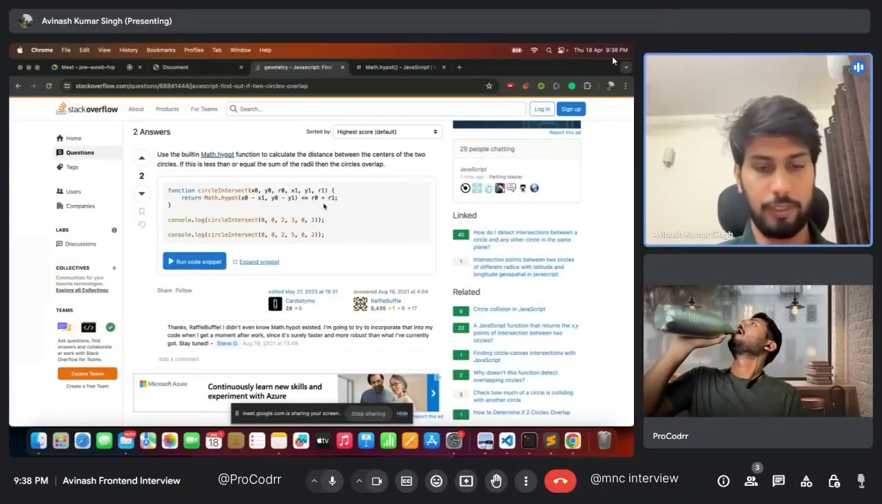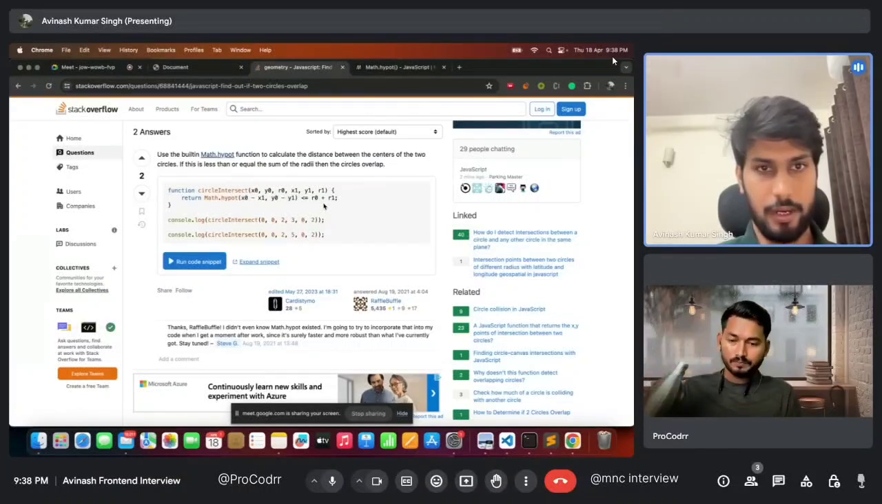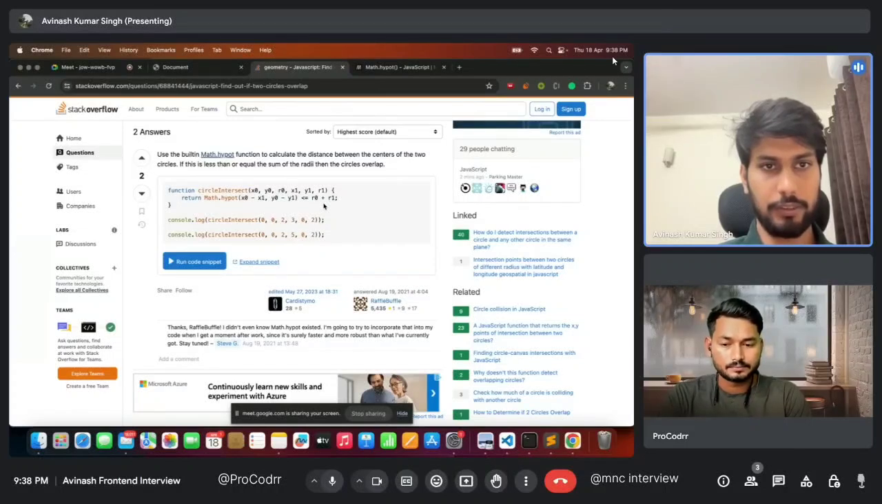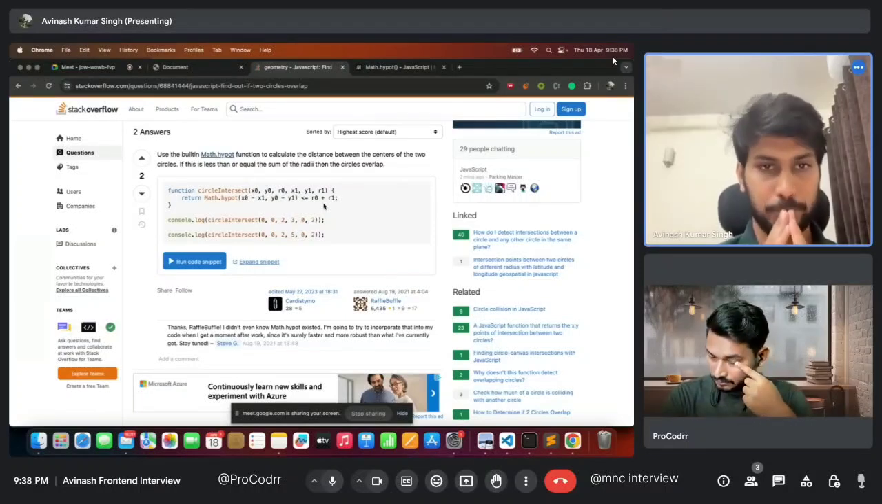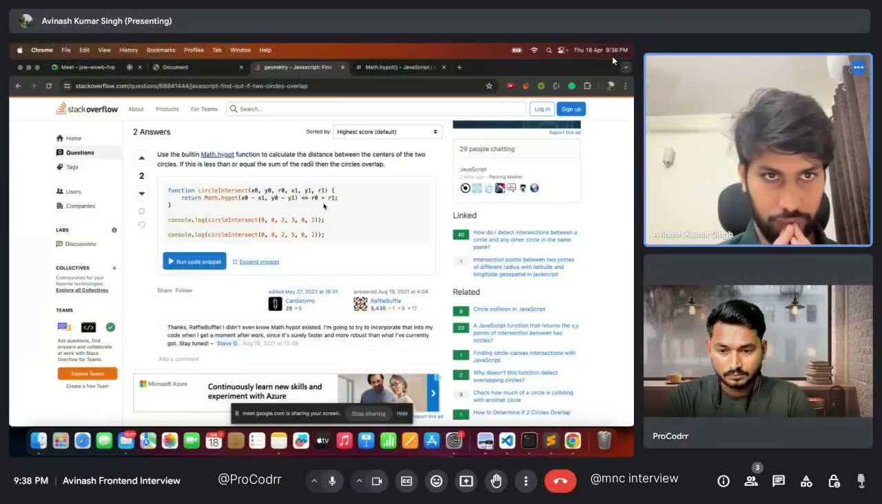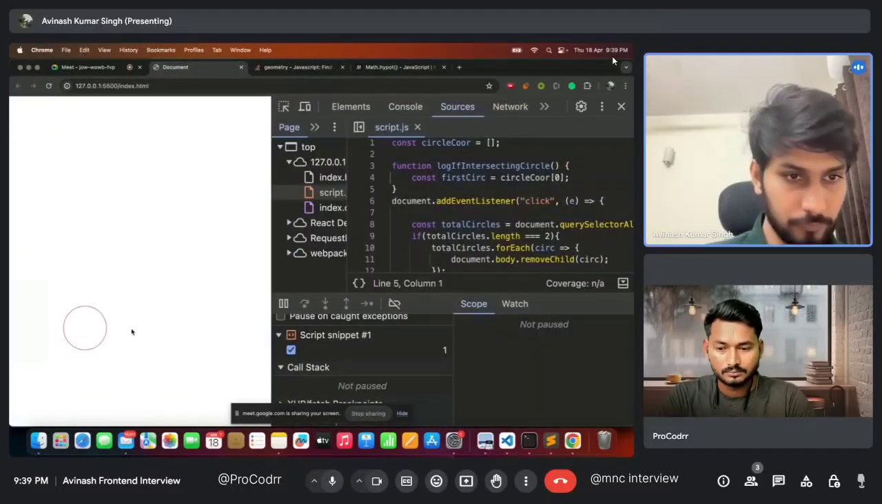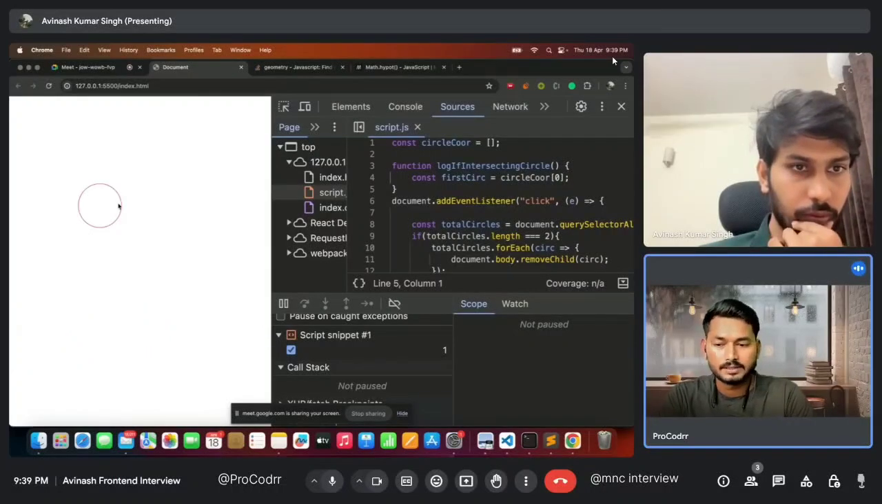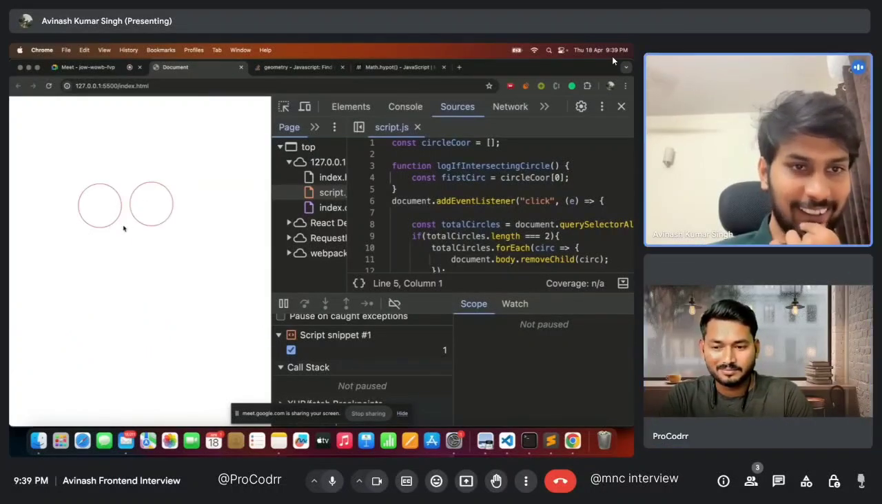These two circles are there, and the distance between the x coordinates is this, the distance between the y coordinates is this, and the hypotenuse is this. Draw it in such a way that both intersect. Let's see if... okay, I cannot.